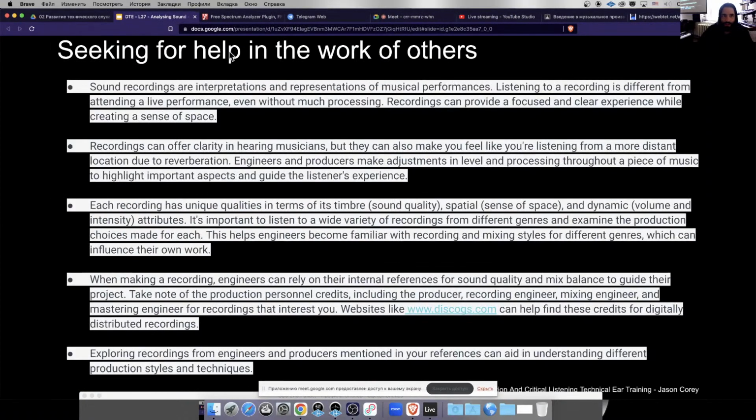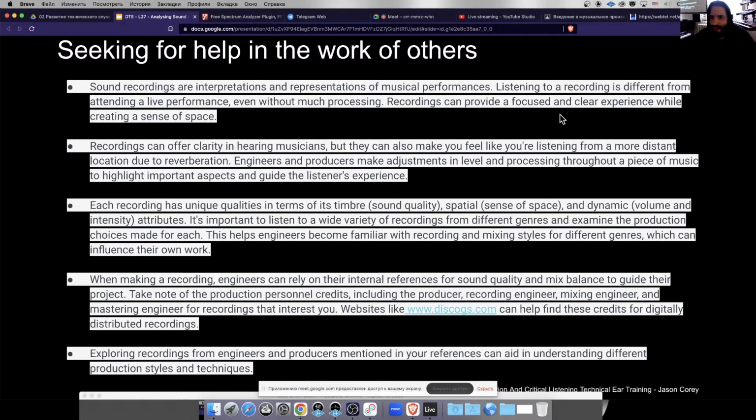All right, let's go through this, shall we? We are trying to seek for help in the work of others. When you are listening to a sound recording, it's very different than a live performance. That's what the writer is trying to tell you there.